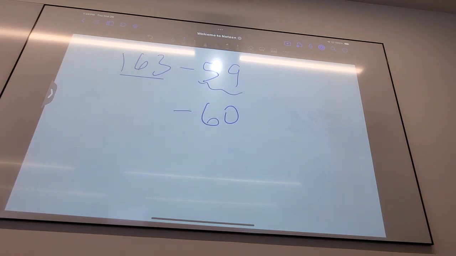This method, believe it or not, is called equal additions. So if I add 1 to one number, I better add 1 to the other one. They are still the same distance apart, which is what subtraction is trying to get. So if I keep the distance the same, the answer stays the same. And 164 minus 60 is 104. That's sweet.